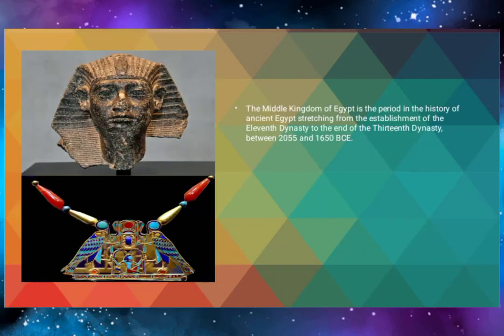So the Middle Kingdom of Egypt is a period in the history of ancient Egypt stretching from the establishment of the 11th dynasty to the end of the 30th dynasty between 2055 and 1650 BCE. The first intermediate period ended when Mentuhotep II of Thebes defeated the kings of Heracleopolis and initiated the Middle Kingdom of Egypt. Thebes now became the capital of Egypt, and a strong central government again had the power to dictate artistic taste and creation.